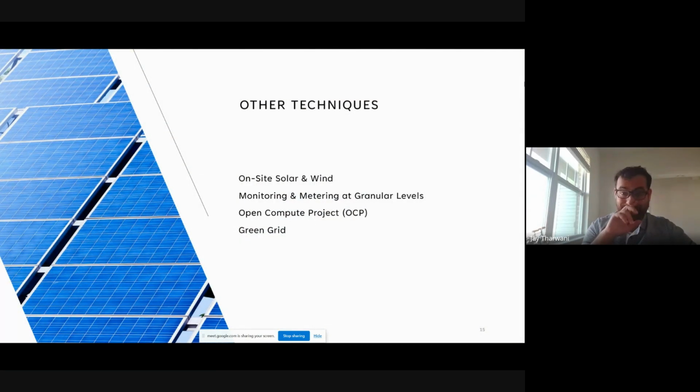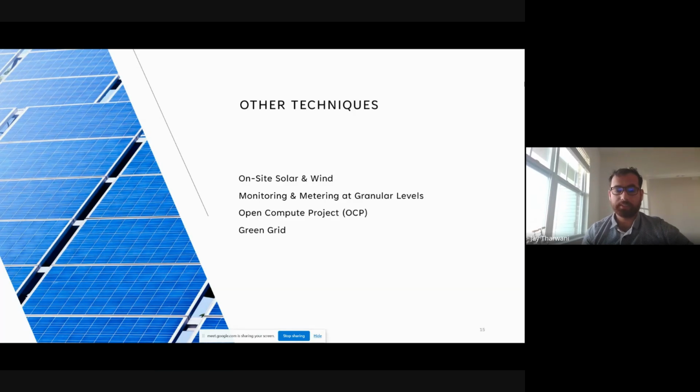There are other techniques being used to conserve energy. You have on-site solar and wind with cloud data centers. You have monitoring and metering at a very granular level, how much heat even a node in a server is dissipating. And all this data with analytics goes to a dashboard, to a system administrator, who can look at it in real time. There's a lot of effort which has gone into making these kinds of software systems for monitoring.